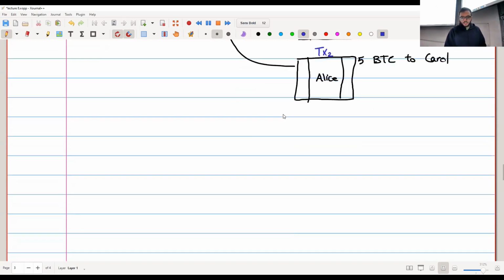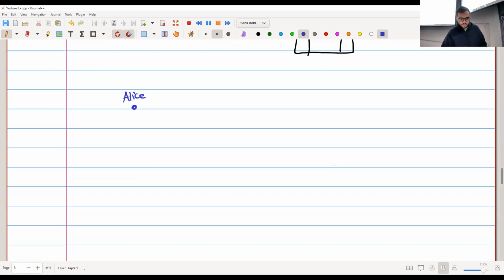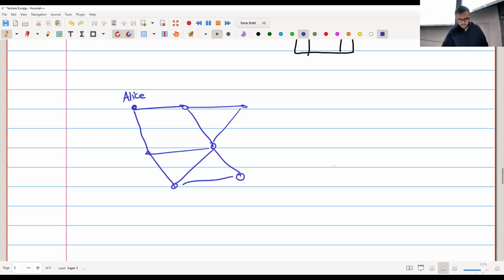But now here's what she does. She says, I know how the system works. I know that whenever I announce a transaction, this transaction will just go through the gossip protocol. So let's say we have a network. Let's say this is Alice. And we have some sort of connectivity in this network. So Alice is connected to a bunch of people. They are also connected. I don't know. I'm not very good at drawing. Okay. So let's say I have something like this.